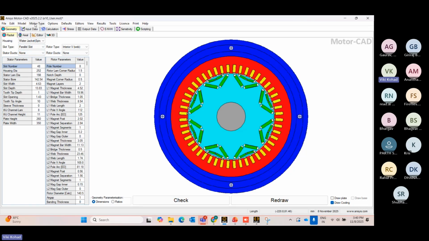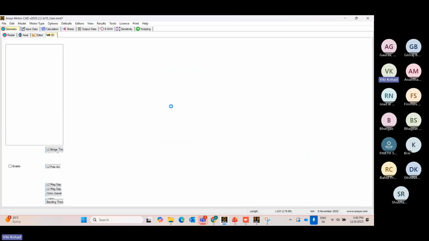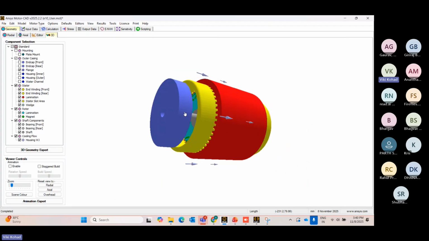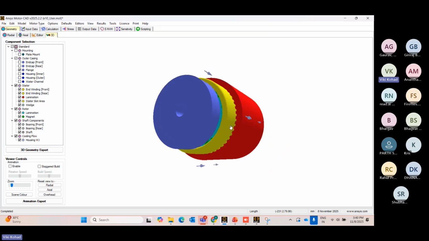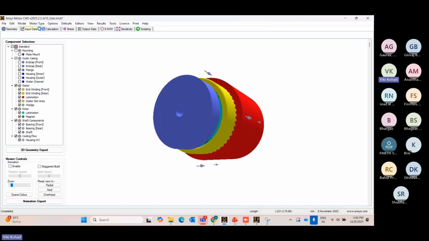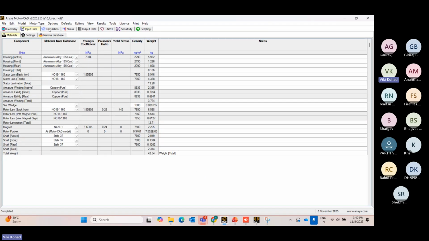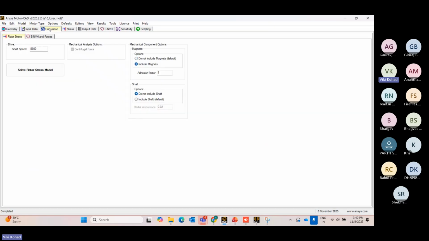Now here in Motor-CAD you have the option to add multiple ducts also, at the rotor and stator parts. Here the stator ducts, none; rotor ducts. If you want to add the ducts value, then you can add. Now you can see here the path also, the fluid flowing path is there. Go to calculation.